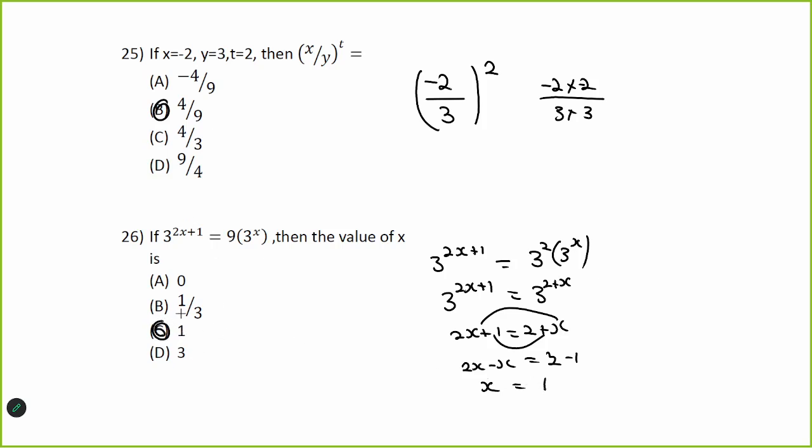Or you could just simply put it in, right? 3 to the power of 2 by 1 is 2. 2 plus 1 is 3. So 3 to the power of 3 is equal to 27, which is 9 multiplied by 3 to the power of 1, which is 27. And this is also 27. So instead of doing all of this, you could have just simply taken the answers and put it where x is equal to, and see which one would make them equal.